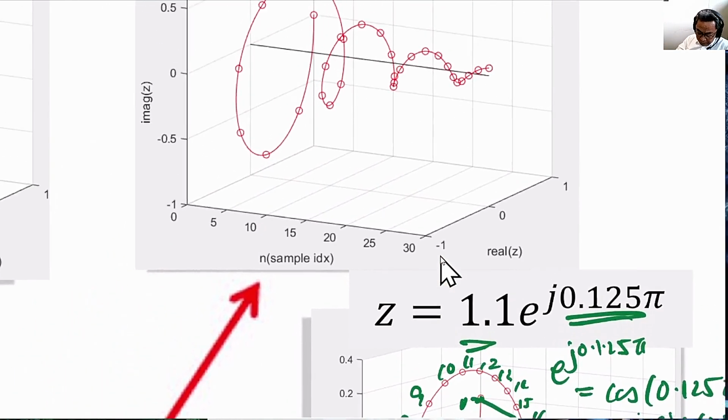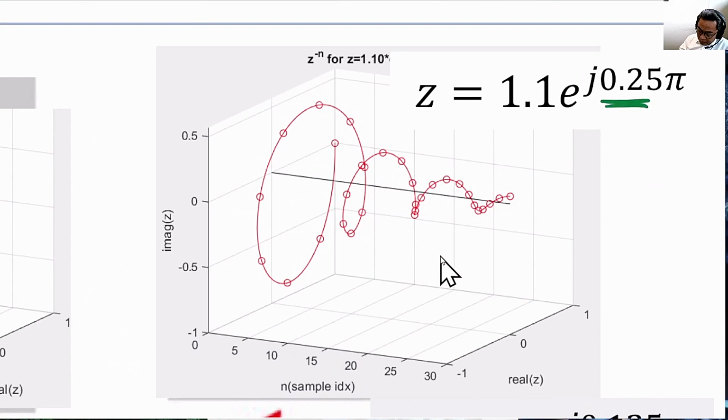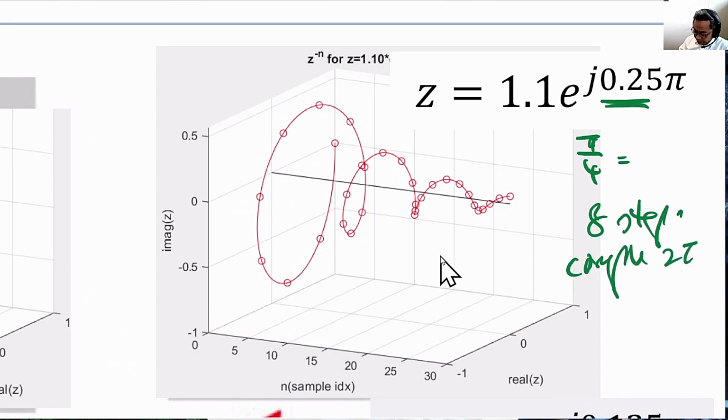What about here? This is pi over 4. It will take 8 steps to complete 2 pi. So let's count 0, 1, 2, 3, 4, 5, 6, 7, and at 8 steps, it lines up again and repeats. Of course, because of 1 over 1.1 to the power of n, it becomes smaller and smaller.